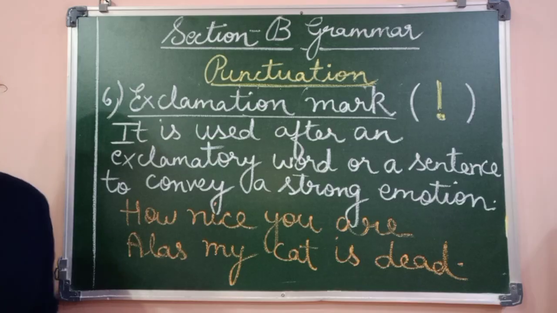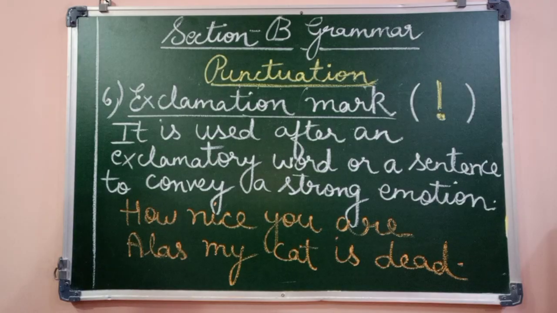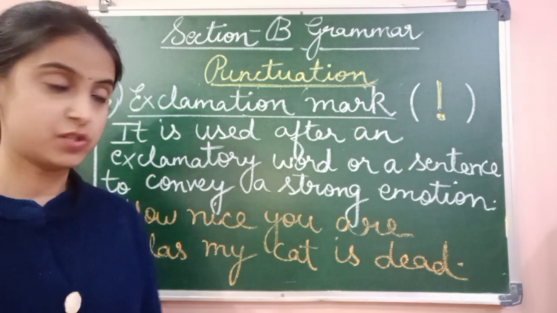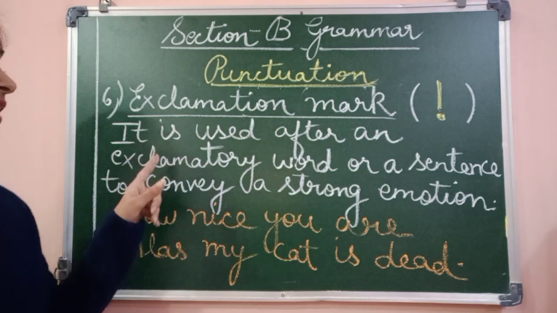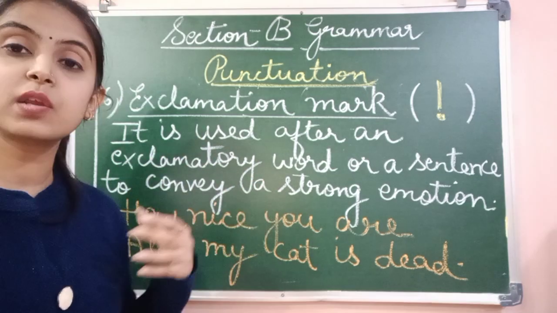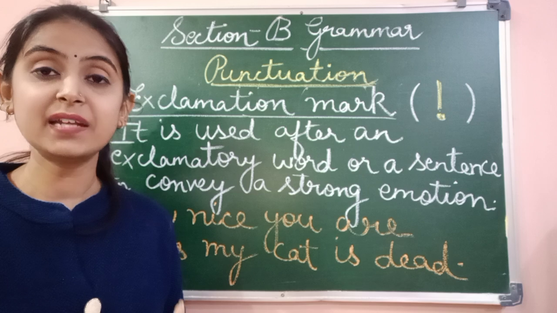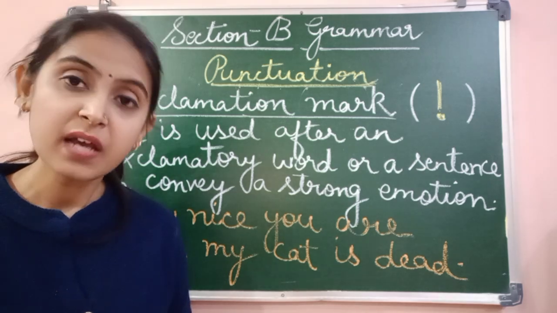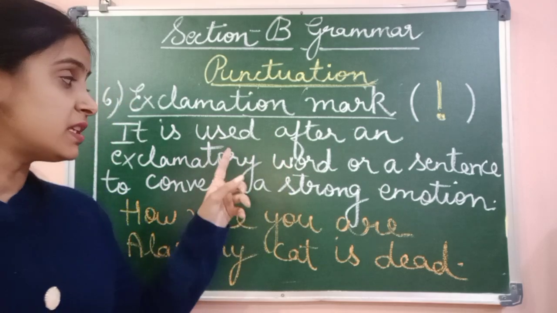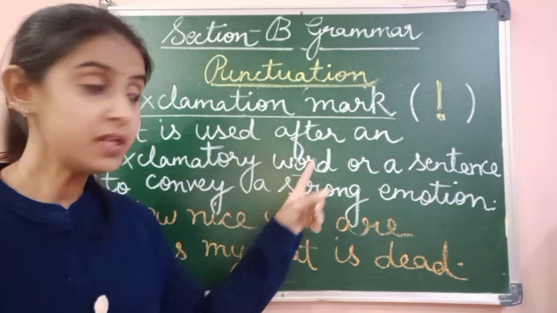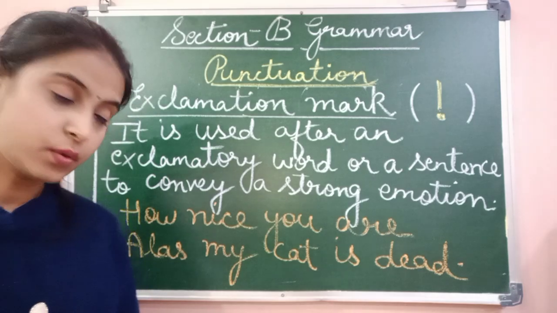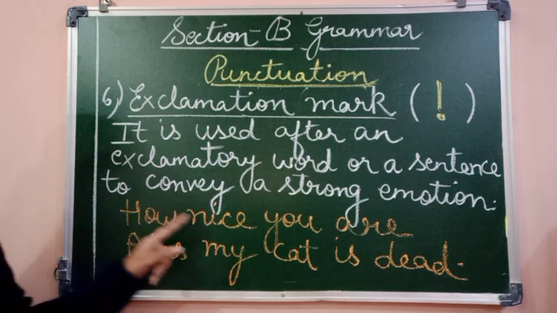Right? Now children, the last punctuation mark that we are going to learn is exclamation mark. You can just see this is the mark of exclamation. Now it is used after an exclamatory word. Exclamatory word means the word that expresses a strong feeling, emotion, or an idea. So it is used after an exclamatory word or a sentence to convey a strong emotion. For example, how nice you are.